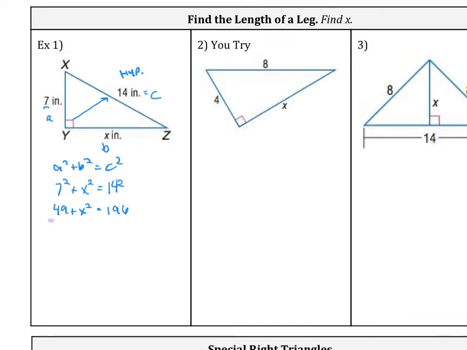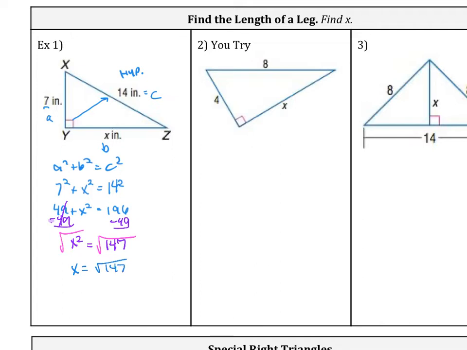Let's subtract 49 from both sides to isolate our x. So we get x squared equals 147. Then we take the square root. And so we get x equals. Now normally we get plus or minus, but because we're looking at distance, we don't need the negative value. So therefore, this is just square root of 147.